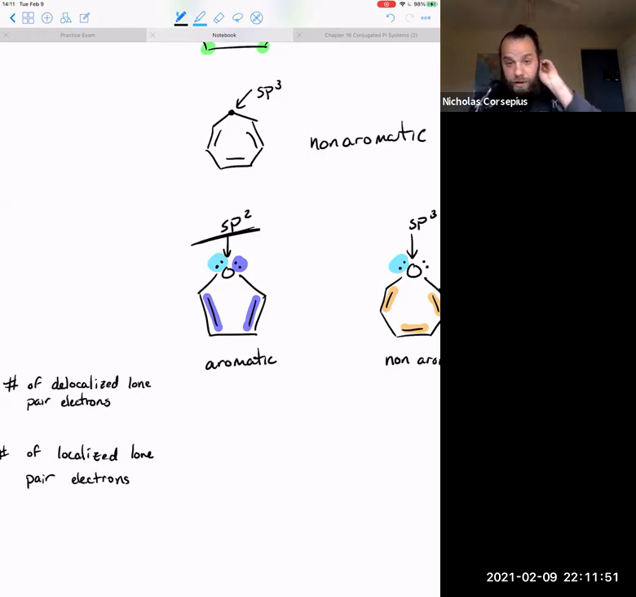The question is, what about the other pair? It's going to be delocalized if it's aromatic, and it's going to be localized if it's non-aromatic. So in this case here, this pair of electrons was participating in that ring, which is why it's sp2 hybridized. So I'll have 2 electrons that are delocalized, and 2 electrons that are localized.